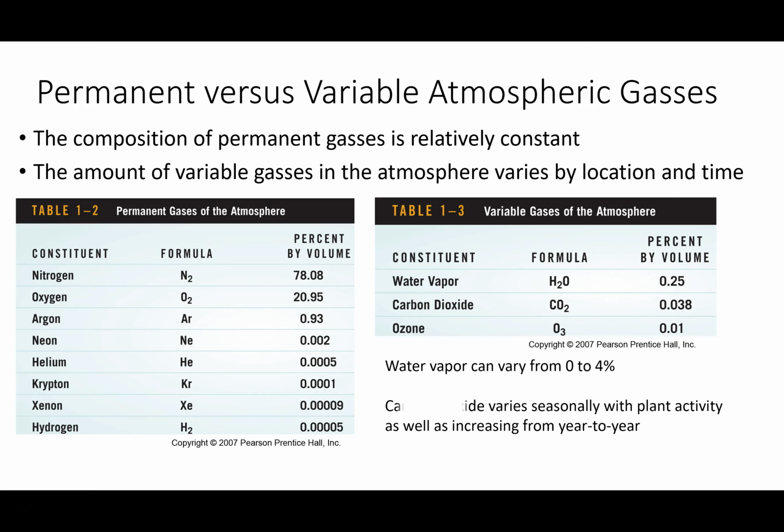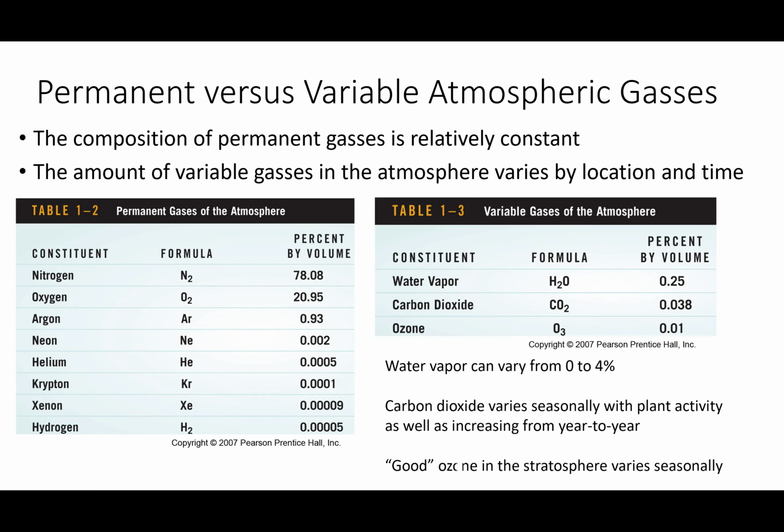Carbon dioxide. The reason it's listed here is it's variable. We have 3 variable gases listed here. I'm going to show you a graph where carbon dioxide, it's seasonal, actually. It's related to plants. And if you think about carbon dioxide and plants, you're like, I think there's a connection. You're right, because plants take in carbon dioxide and then release oxygen.